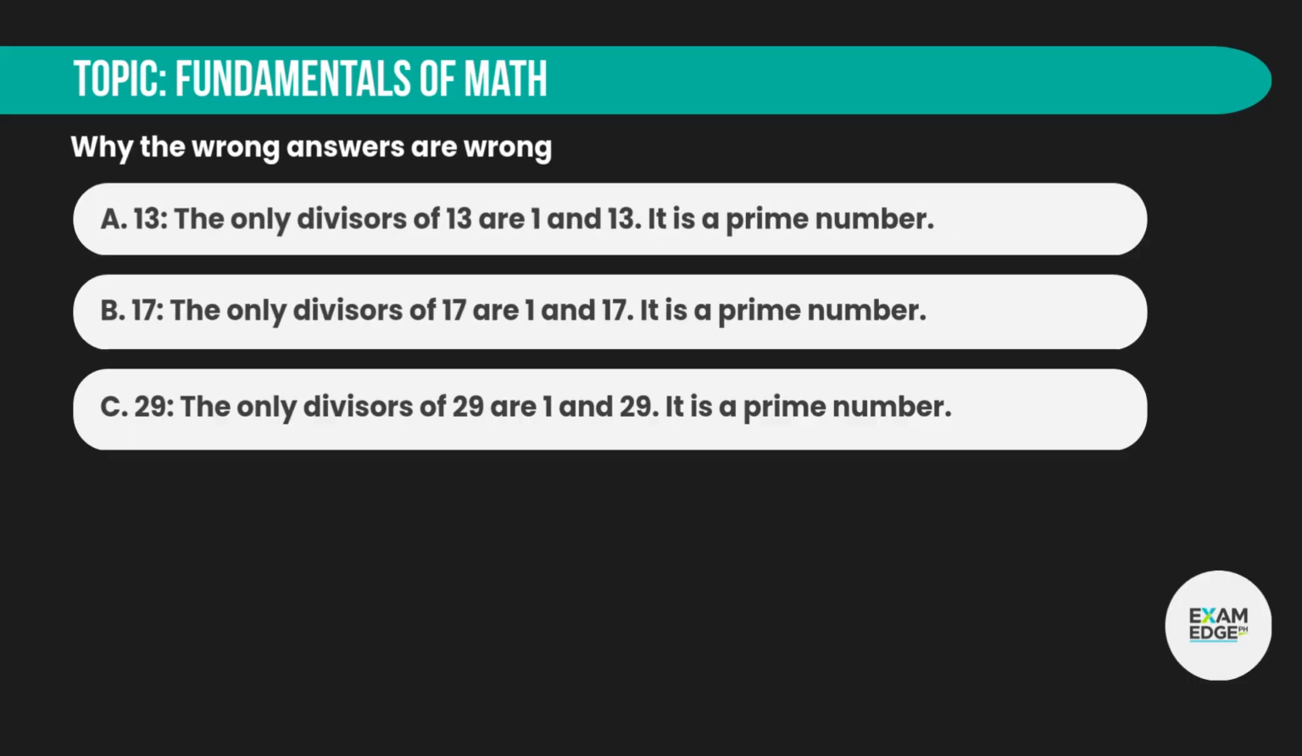Why the wrong answers are wrong? A. 13. The only divisors of 13 are 1 and 13. It is a prime number. B. 17. The only divisors of 17 are 1 and 17. It is a prime number. C. 29. The only divisors of 29 are 1 and 29. It is a prime number.